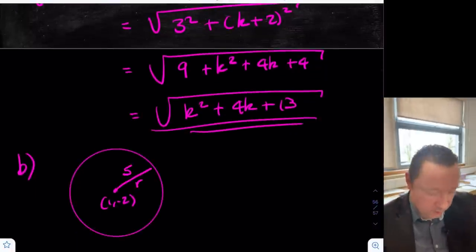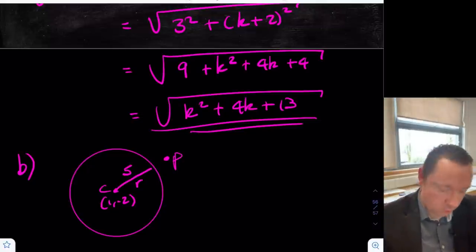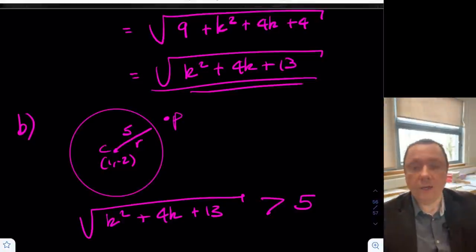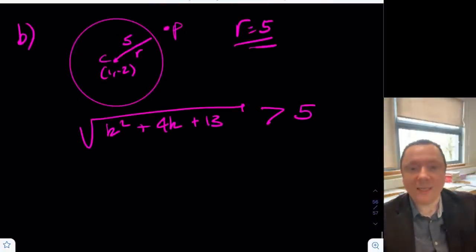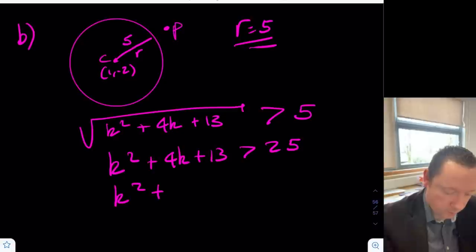So if P is outside the circle, then clearly the distance between the centre and P must be bigger than 5. It has to be over 5. So we can then just say that the square root of k squared plus 4k plus 13 is greater than 5. That's because our radius, remember, is 5. So quadratic inequality, square both sides: k squared plus 4k plus 13 is greater than 25.